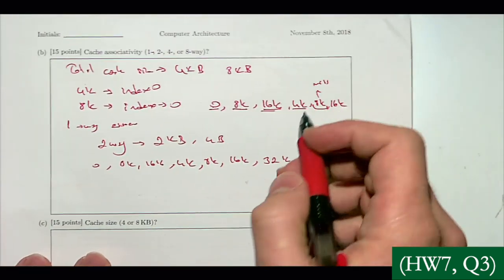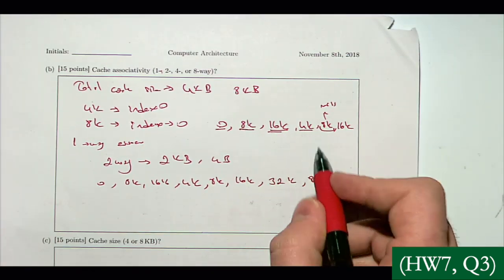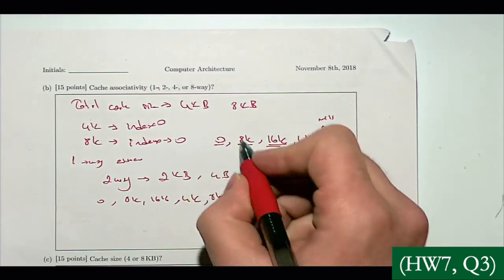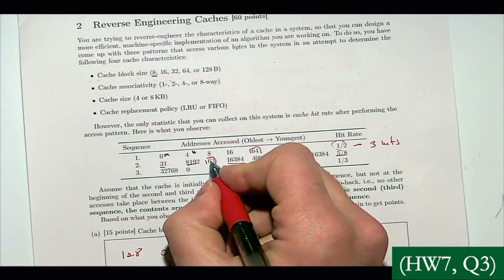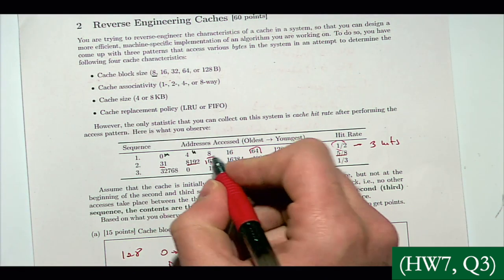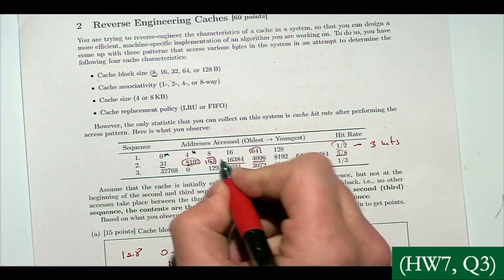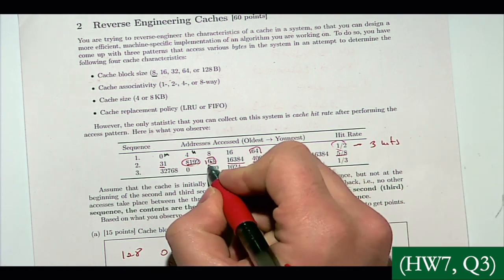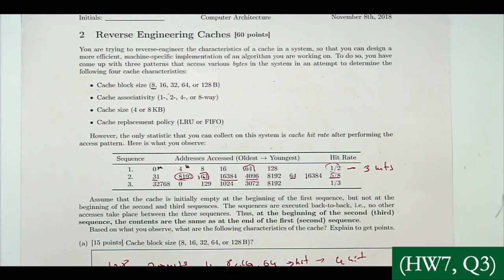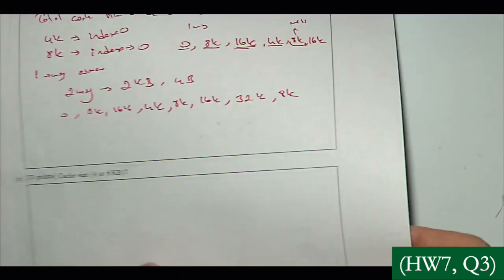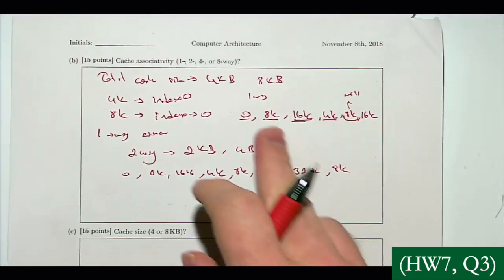Actually, the explanation is kind of similar to the one that I did here. So for the four-way, you can also consider 63 here. 63 will be a miss as well, because I'm going to replace 0 with 8K, and then 63 will be a miss, and this will again reduce the number of hits here.